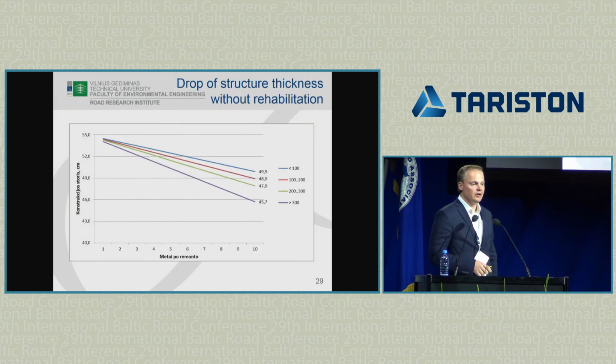Another thing, we tried to calculate how much material we lose during the use of that road, and we can see that it is very much dependent on the traffic flow. If we take, for example, more than 300 vehicles per day, we can lose a little bit more than 1 centimeter per year. You can see that from 55 to 45 per 10 years. Materials are lost in dust, and in the procedure of intermixing of materials.